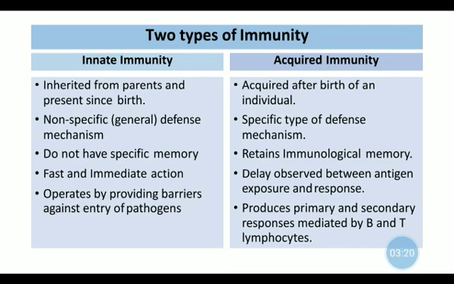Acquired immunity. It is acquired after birth of an individual. It is a specific type of defense mechanism. It retains immunological memory. A delay is observed between antigen exposure and response. It produces primary and secondary responses mediated by B and T lymphocytes.